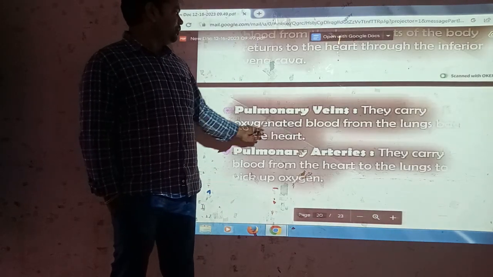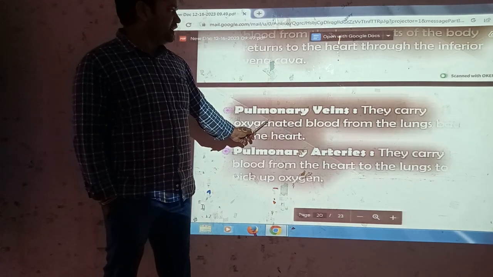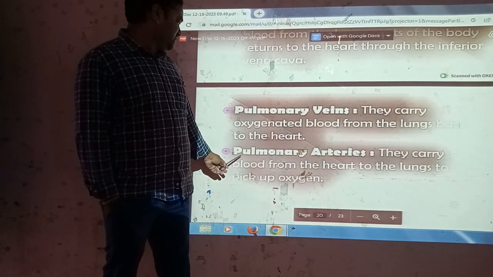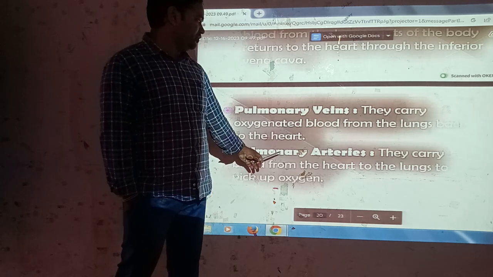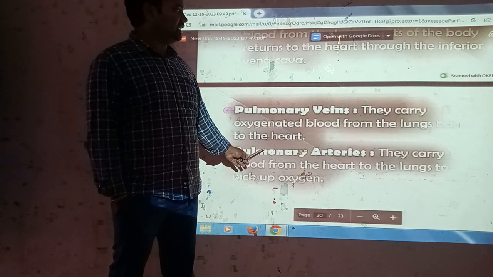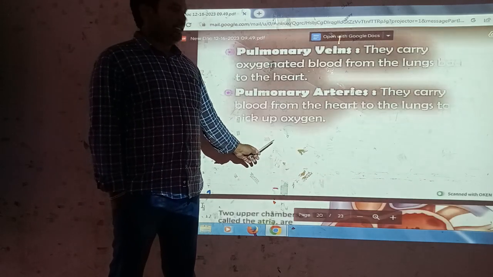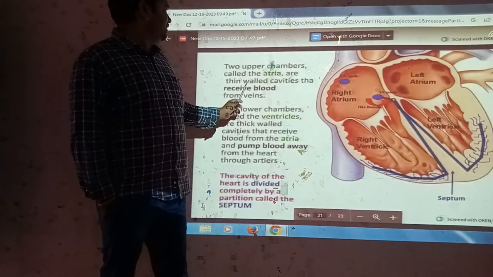These are the different parts of the pulmonary veins. They carry oxygenated blood from the lungs back to the heart. And the pulmonary arteries carry blood from the heart to the lungs to pick up oxygen.